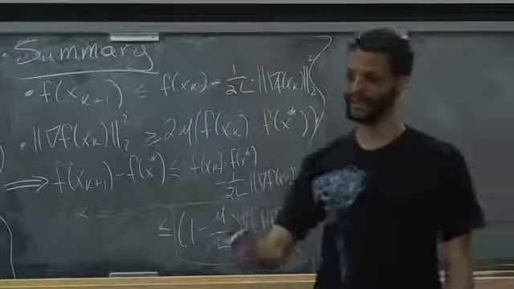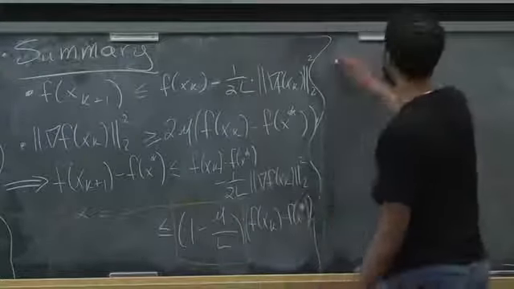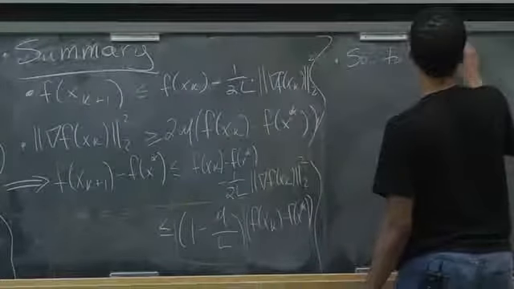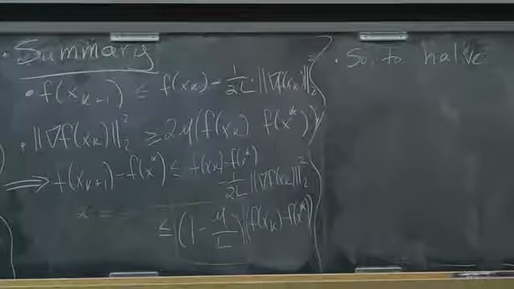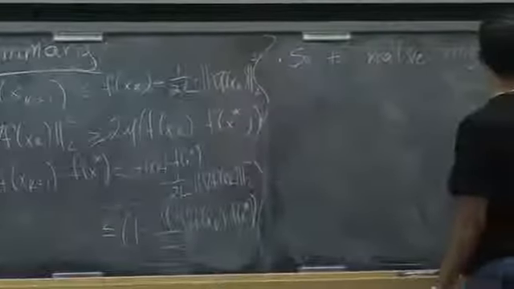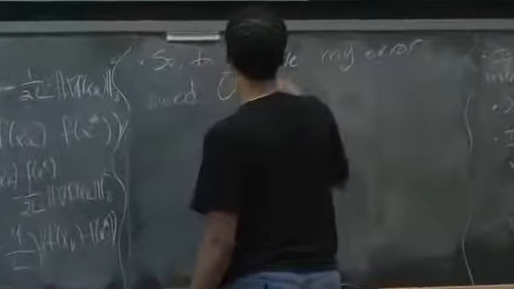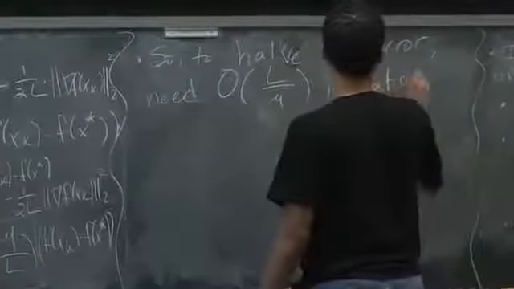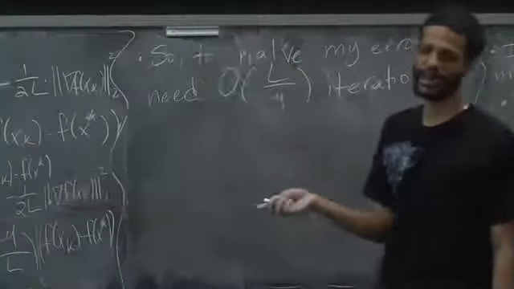Sorry, just to halve my error, let's say. L over mu, right? Yeah, exactly as you said. So to guarantee that I halve my error, we need O of L over mu iterations, right? Because 1 minus mu over L to the L over mu is at most 1 over e.